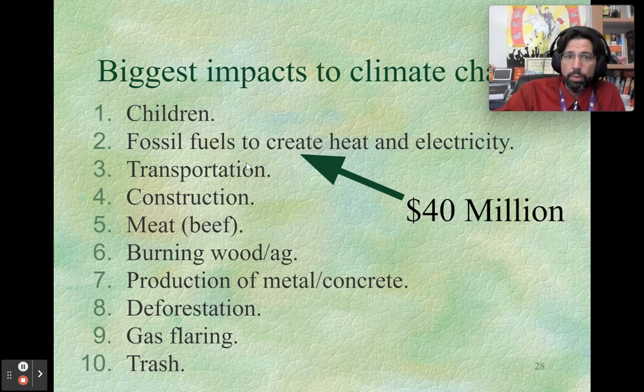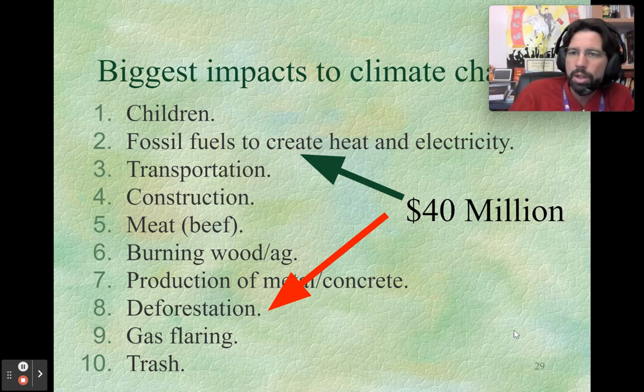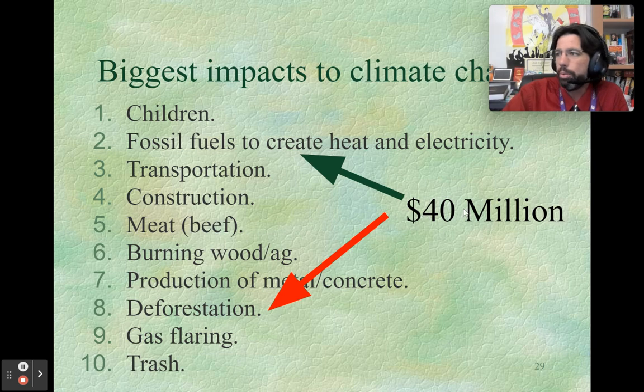Now I can sit here and say, well, then I gave up $40 million for all these other things. But what I really want to see is what was my second choice? If I wouldn't have put $40 million towards fossil fuels, what did I actually give up? And in this case, what I gave up was $40 million to deforestation. So the opportunity cost of putting $40 million to fossil fuels to create heat and electricity is I can't put that $40 million into deforestation.